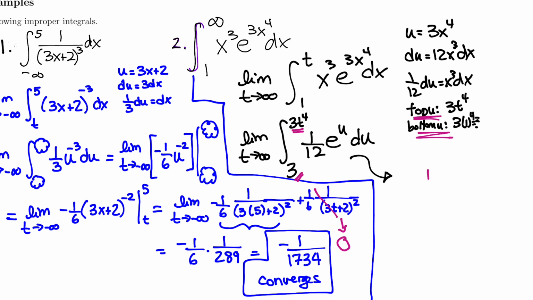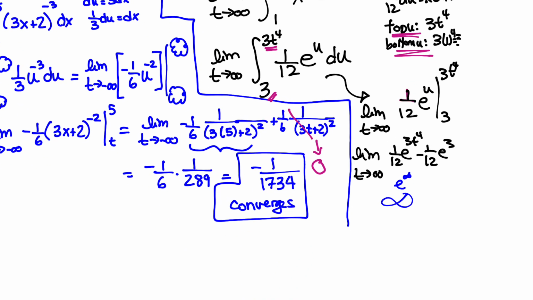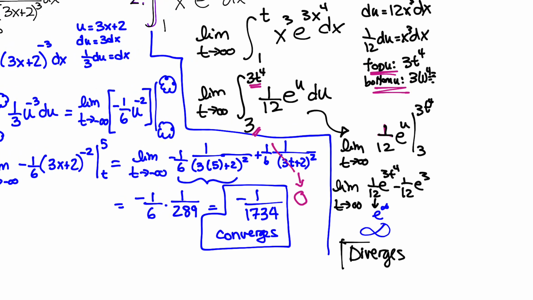Antiderivative of 1/12 is just 1/12 e to the u. We are taking a limit as t goes to infinity of 1/12 e to the u from 3 to 3t to the 4th. So that's the limit as t goes to infinity of 1/12 e to the 3t to the 4th minus 1/12 e to the 3. As t goes to infinity, e to the infinity grows infinitely large, and so we would say that this integral actually diverges.